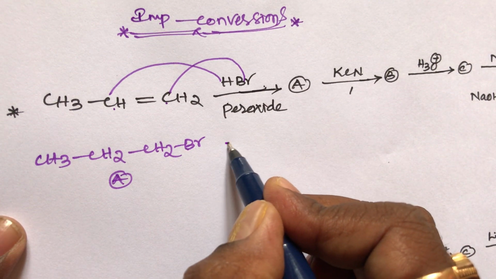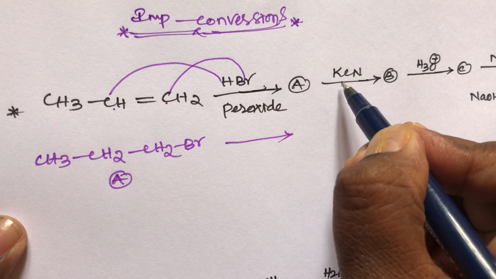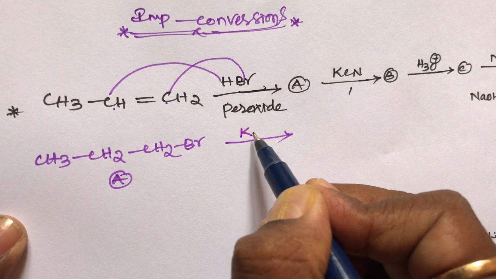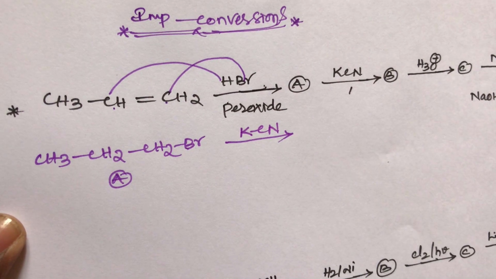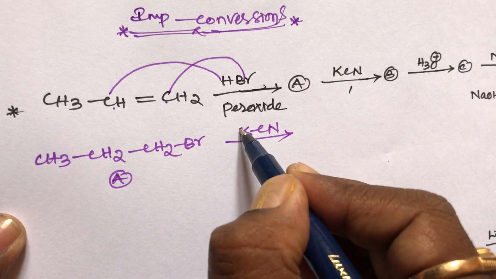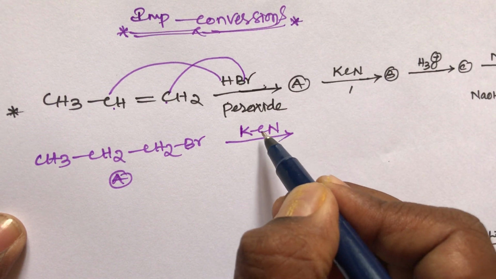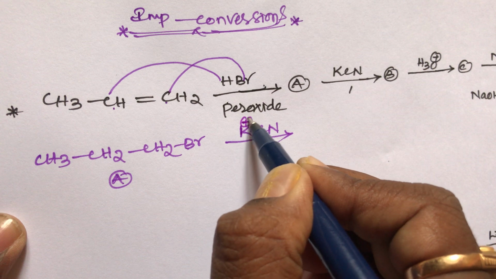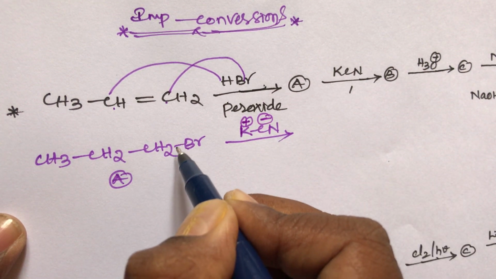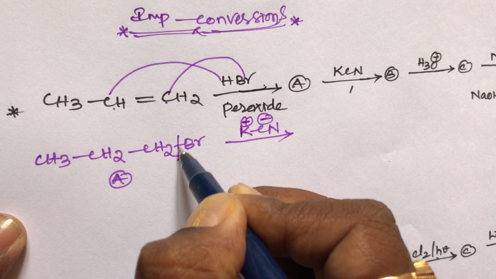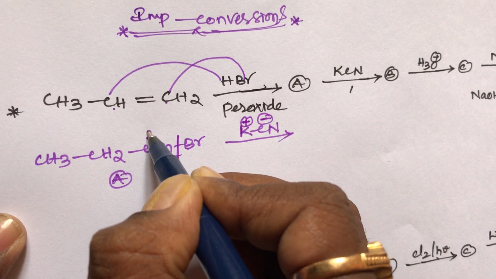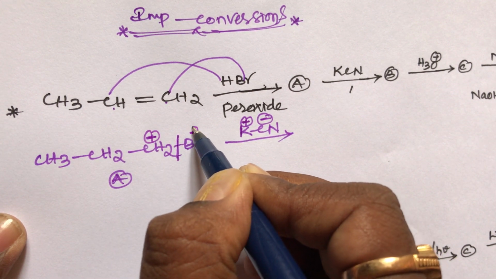When the A compound reacts, what happens in the next step, student? That is KCN, potassium cyanide. In potassium cyanide, a strong ionic bond is present between K and cyanide, that is K plus and CN minus. Here also the same thing, student. On bond cleavage, this carbon gets positive charge and bromine gets negative charge.